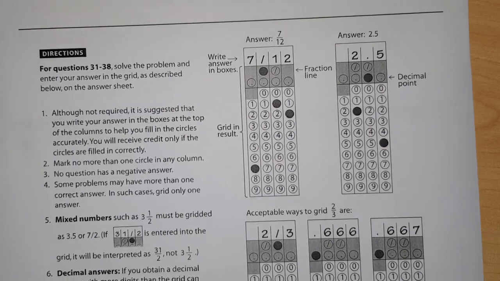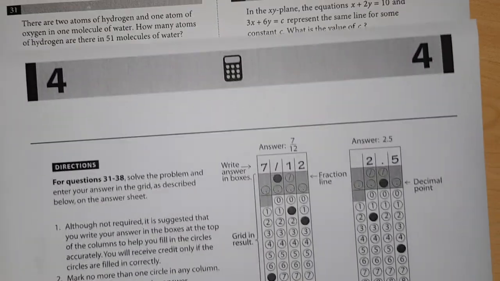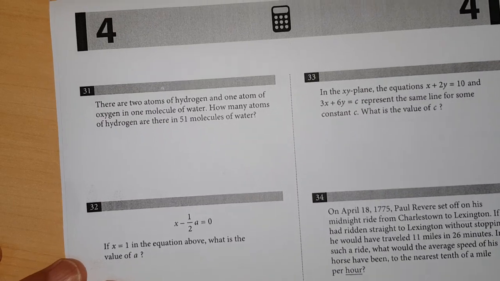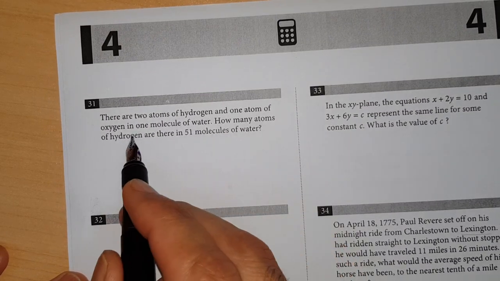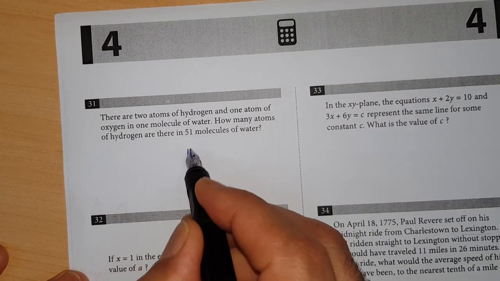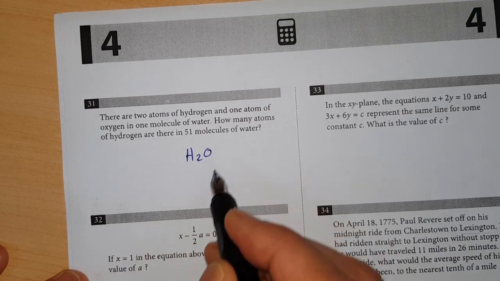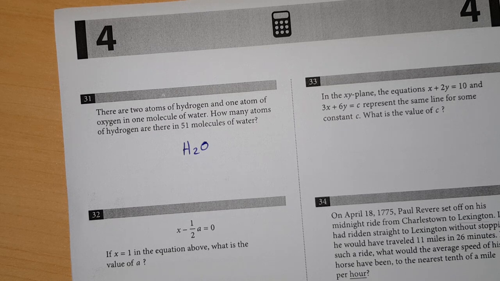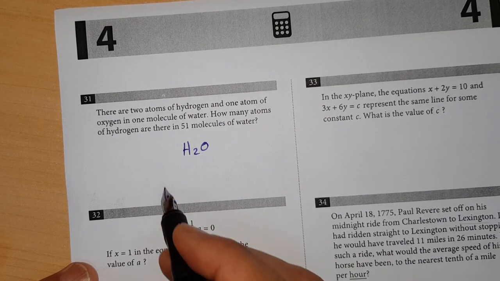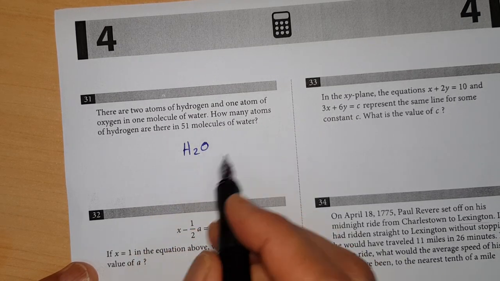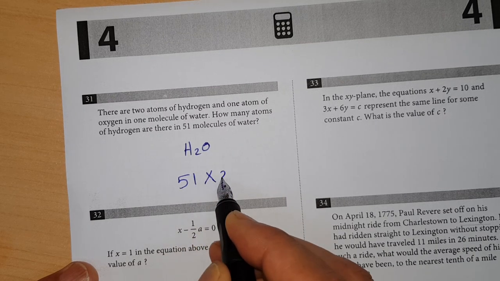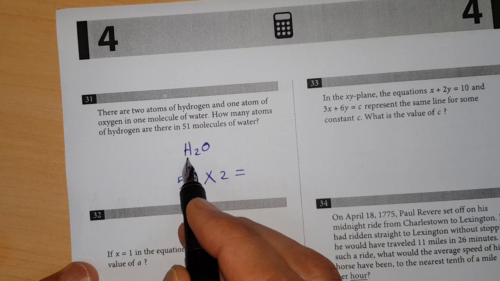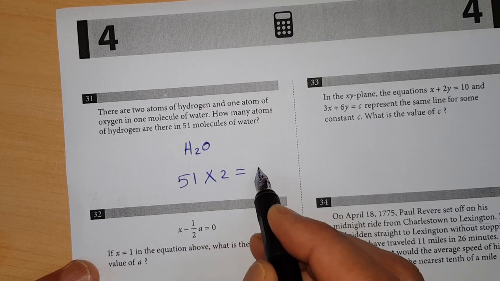The next part is the last part, the written part that you have to solve. You don't have multiple choice here. There are 2 atoms of hydrogen and 1 atom of oxygen in 1 molecule of water. You know, H2O, the water symbol in chemistry. How many atoms of hydrogen are there in 51 molecules of water? So 51 times 2. You have 2 atoms in each molecule of water. So it's 102.